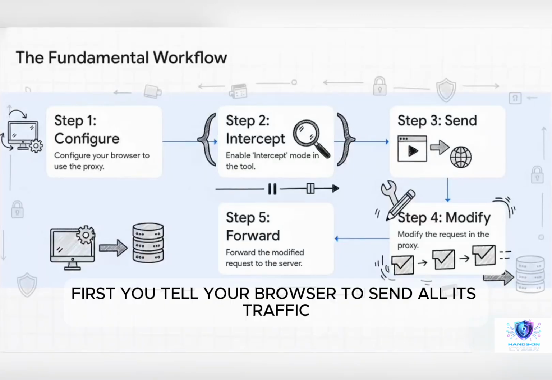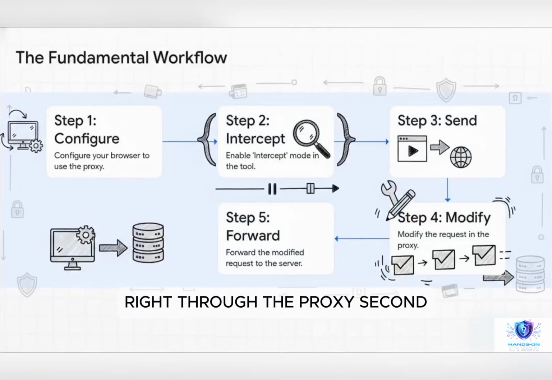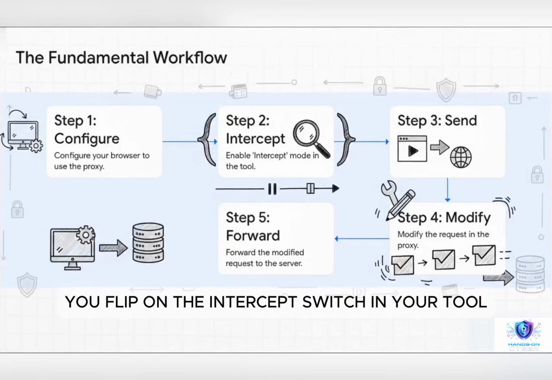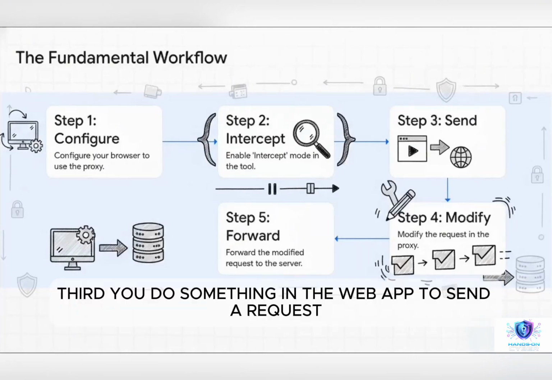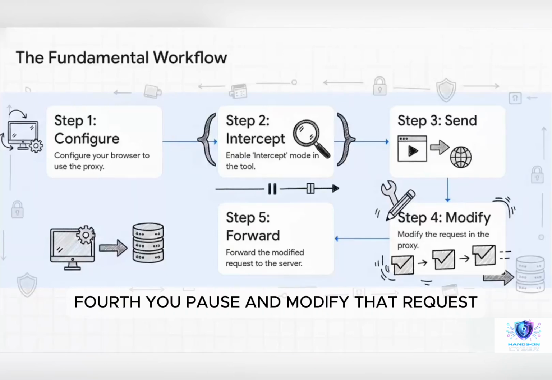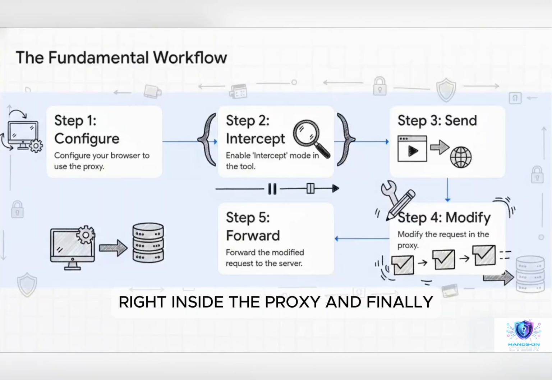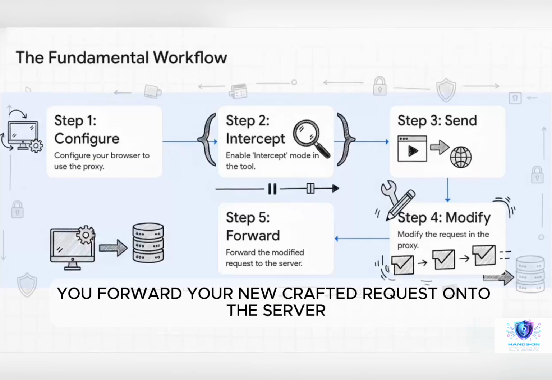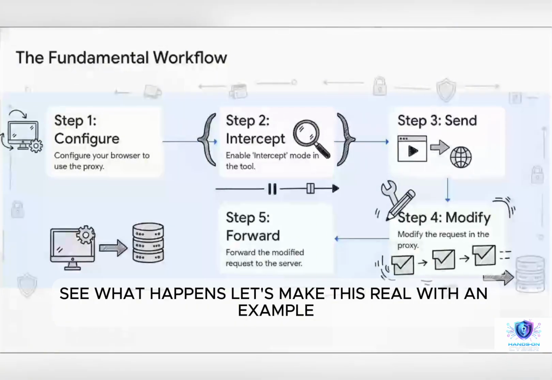First, you tell your browser to send all its traffic right through the proxy. Second, you flip on the intercept switch in your tool. Third, you do something in the web app to send a request. Fourth, you pause and modify that request right inside the proxy. And finally, you forward your newly crafted request onto the server to see what happens.